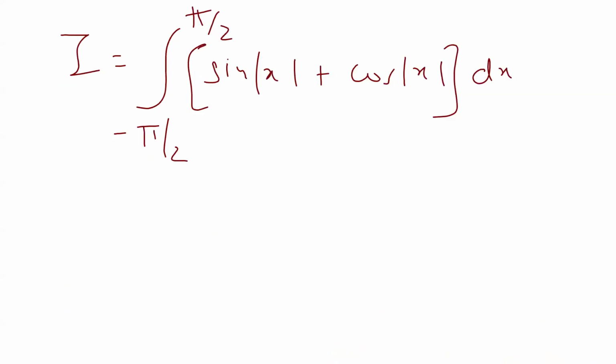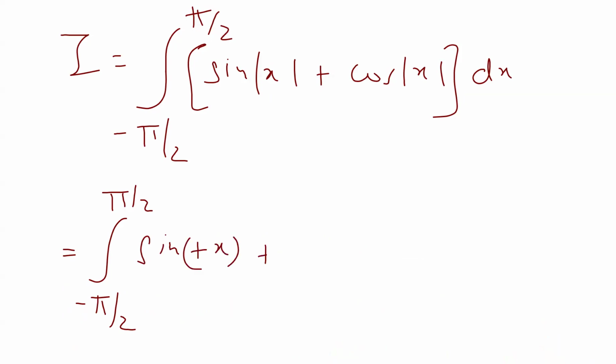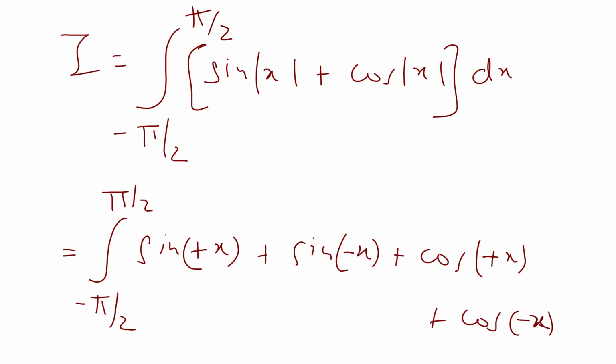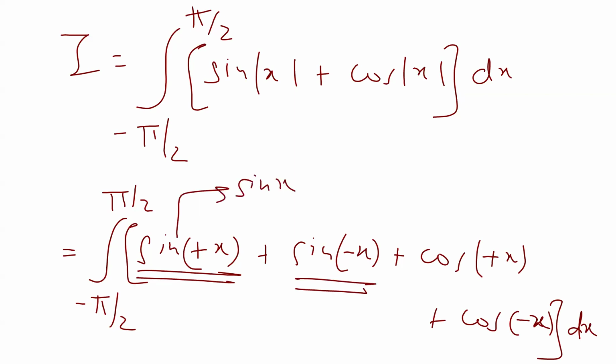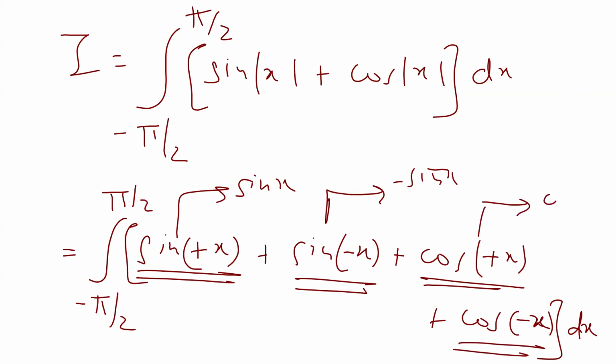So minus pi by 2 to pi by 2, sine of plus x plus sine of minus x, cos of plus x plus cos of minus x. Now this is going to be sine x. This is going to be minus sine x. And these two are definitely going to be cos x. Cos of minus x is also cos x.